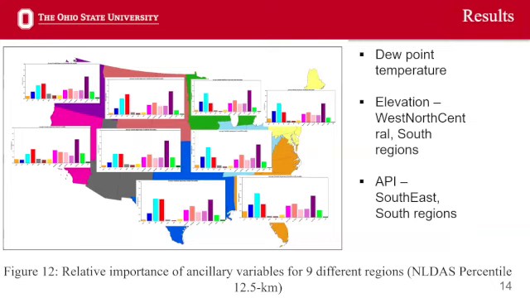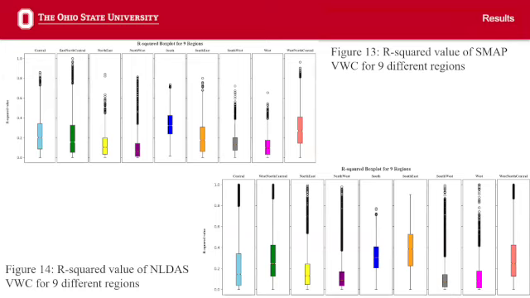And the NLS percentile of 9 kilometers, this is showing a little bit different because API is the highest variable for the Southeast and South regions, and for the West North Central and South regions, again, the elevation has the highest influence. I have calculated R square, MSE, MAE, RMSE, and UBRMSE, but I have not added all those accuracy metrics. So I have just included R square, and in the next slide, I have included UBRMSE.